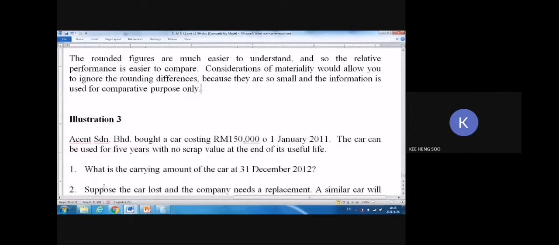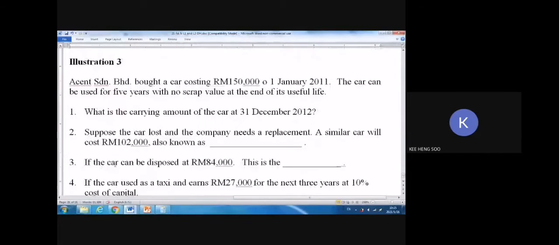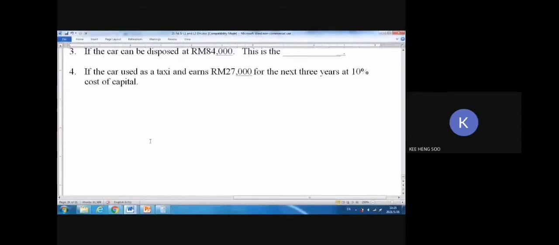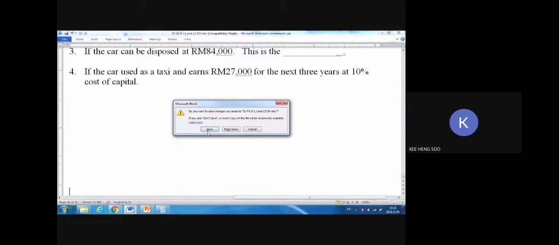Clear? Illustration number 3, I just leave it because it's talking about cost, present value, future value and so on. Okay, so done. I will go into the next.